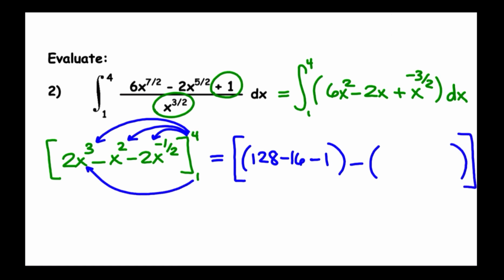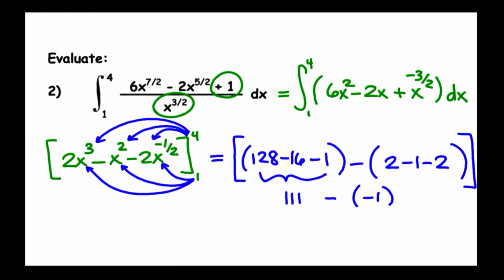Of course, 1 to the third, 1 to the second, 1 to the negative half, those are all just 1s. So really this ends up being 2 minus 1 minus 2. Putting this together will yield 111 minus negative 1, which will be 112. Final answer.